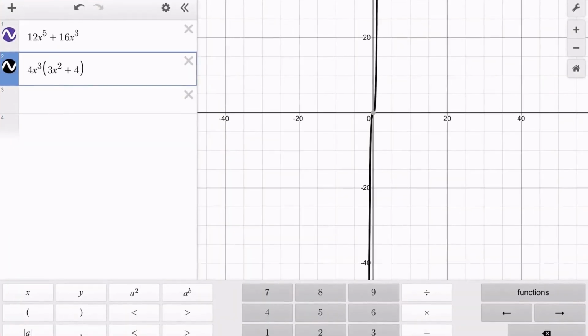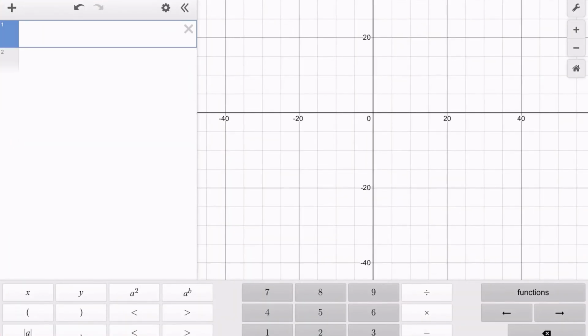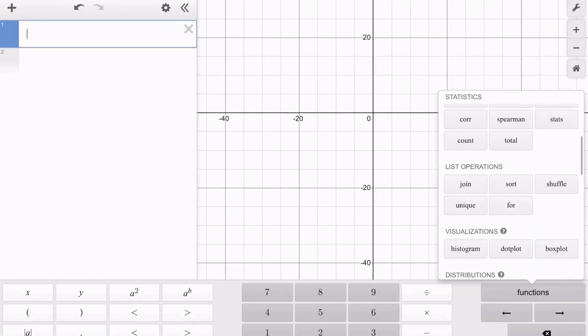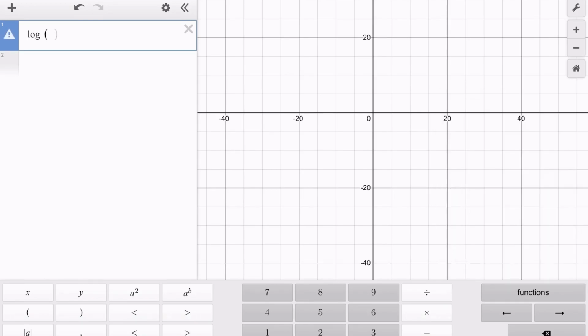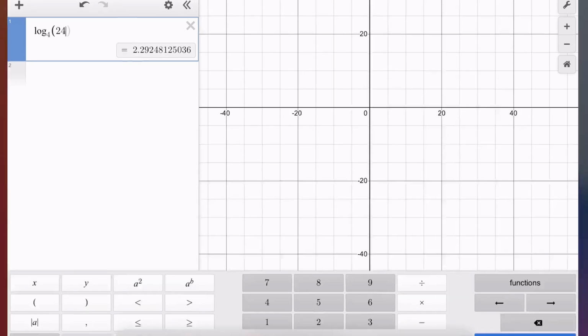So I'm going to go to Desmos, or you could use a TI-84. I'm going to hit functions, and then I scroll to find log with the little a. And then I have 4 and I have 24. And for today's video, I'm just going to round to the nearest hundredth, which is 2 decimal places, so 2.29.